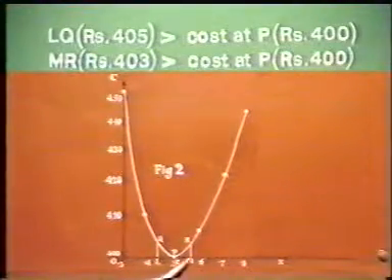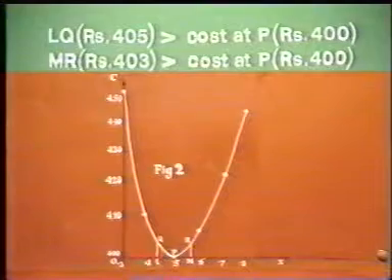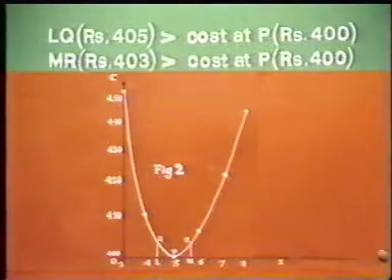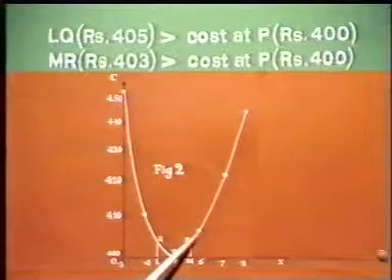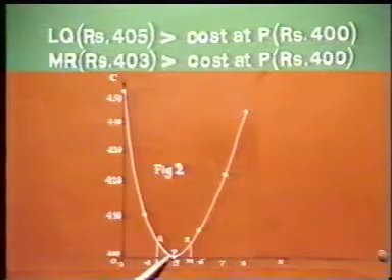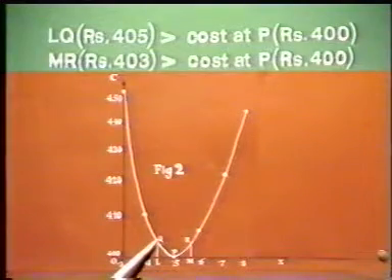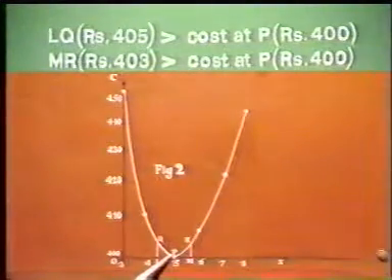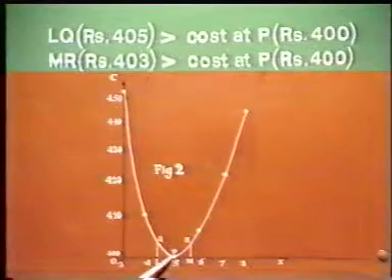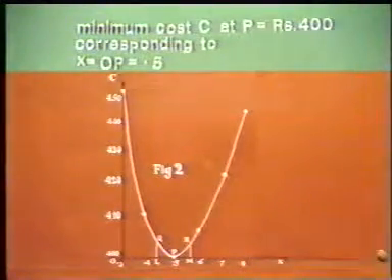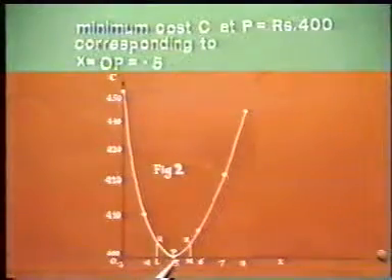X-axis itself is the tangent to the curve at the point P. The cost is minimum at the point P because on either side of the point P, that is in the neighborhood of the point P, the cost is more than its value at the point P. You can see from the figure that the cost LQ on the left of P is more than the cost at P. Similarly, the cost MR on the right of P is more than the cost at P. From the graph, the minimum value of the cost C at P is 400, corresponding to x equal to 0.5.